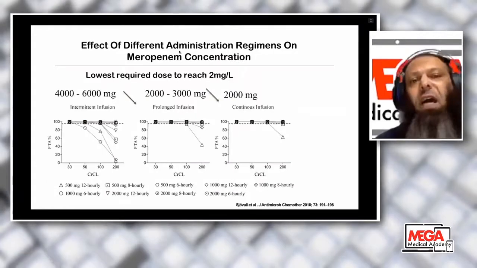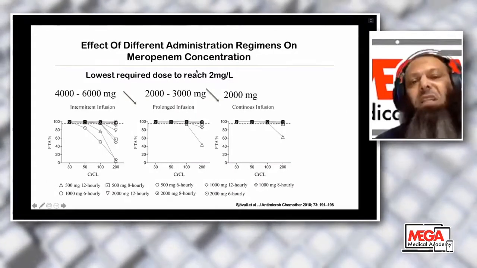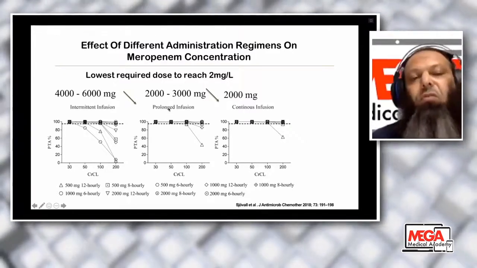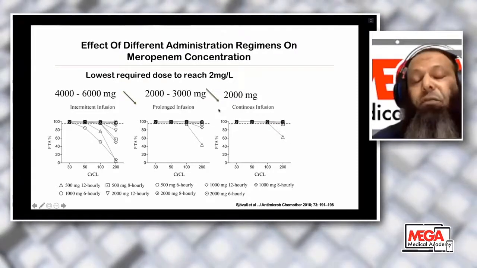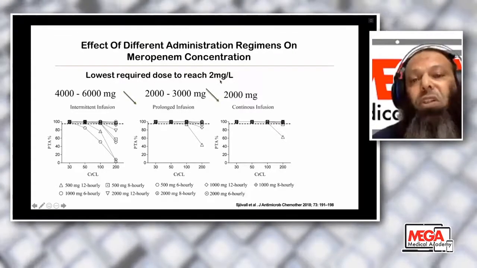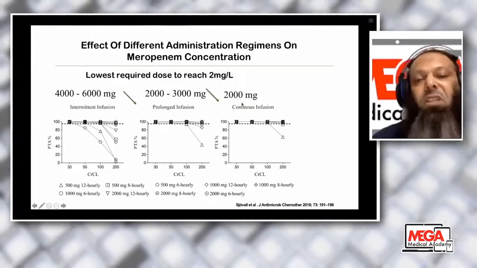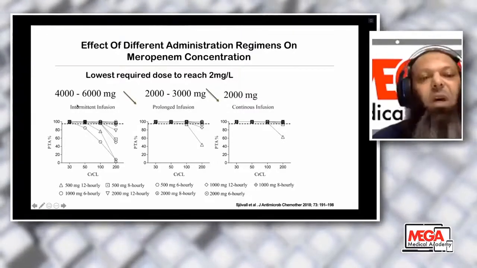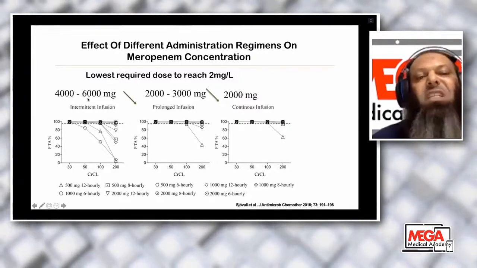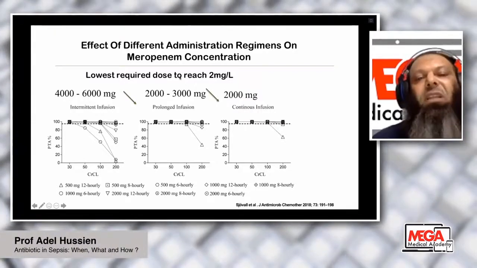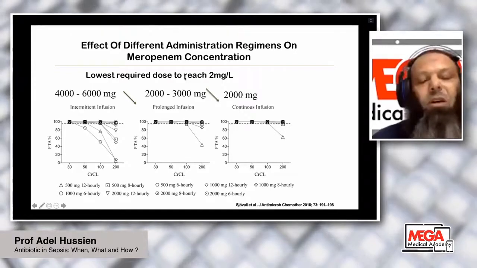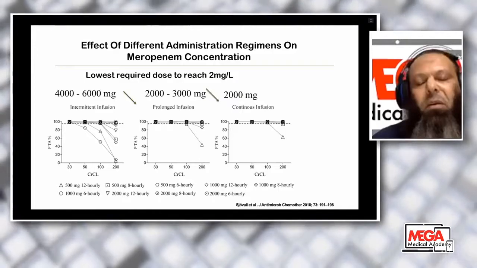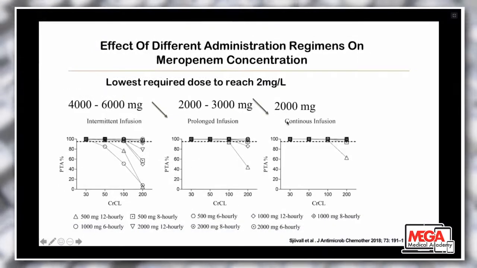This is the effect of administering the drug with different routes, like with different protocols: intermittent infusion, prolonged infusion, or continuous infusion. If you look here, the lowest required dose to reach the 2 milligram per liter for volume distribution was the best with the continuous infusion. Intermediate was with prolonged infusion, but with intermittent, you need 4 to 6 grams to reach the lowest dose, or when we reach the MIC. So better with prolonged infusion, much better with continuous infusion.